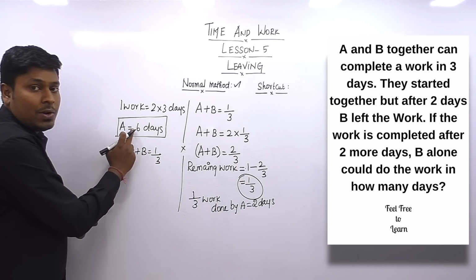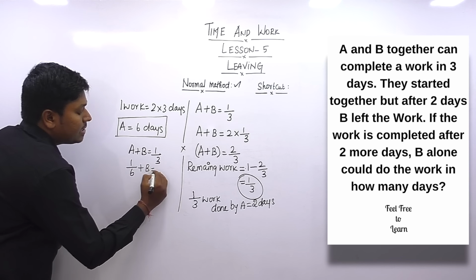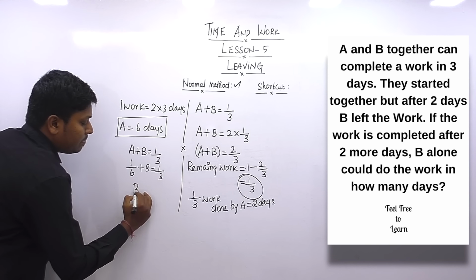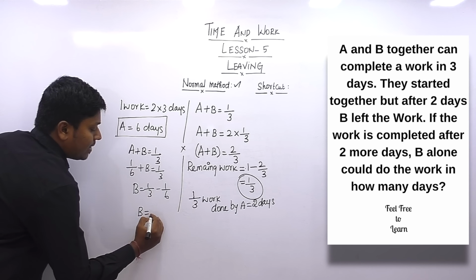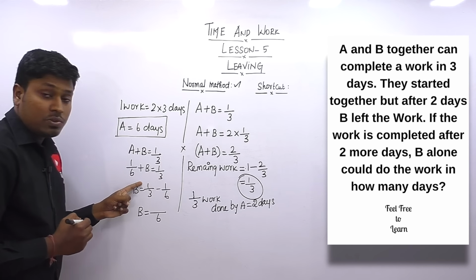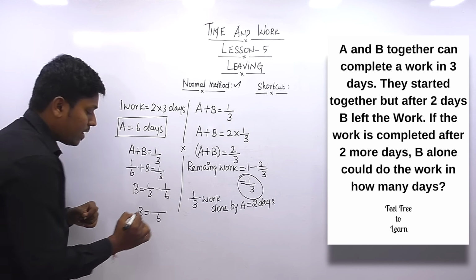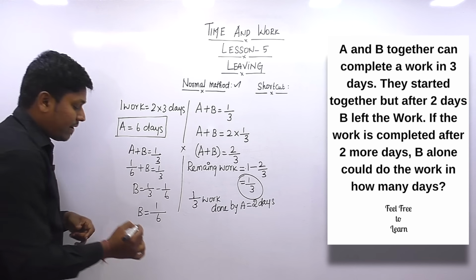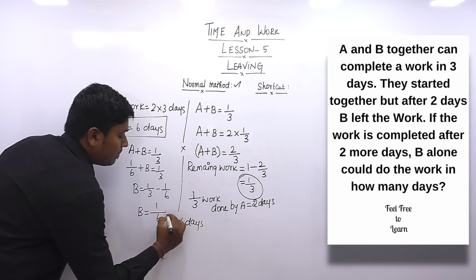We know that A alone can complete a piece of job in 6 days. So 1 by 6 plus B is equal to 1 by 3. So B is equal to 1 by 3 minus 1 by 6. When you take LCM as 6, 3 into 2 will be 6, 6 into 1 will be 6. So 2 minus 1 will be 1, so the numerator will be 1. So finally we can say that B alone is also taking 6 days to complete a job.